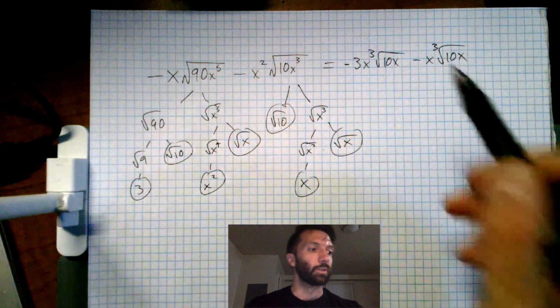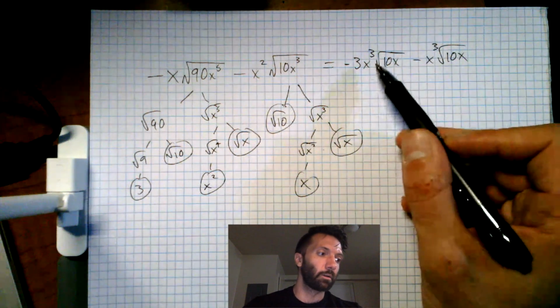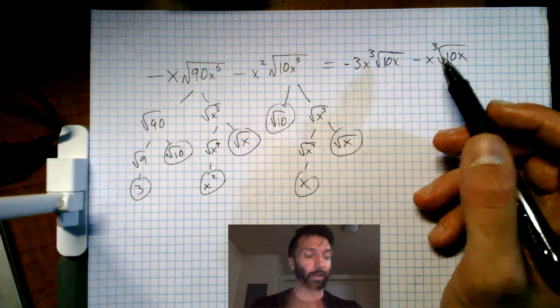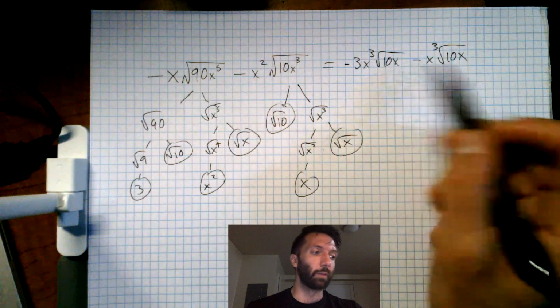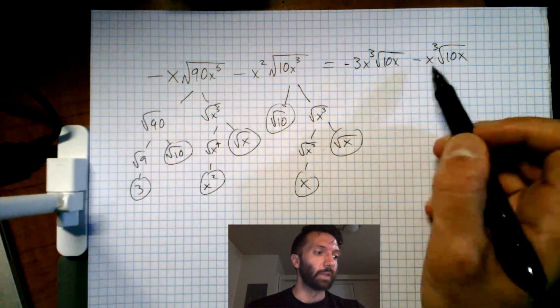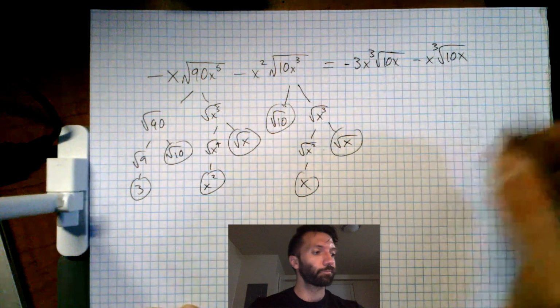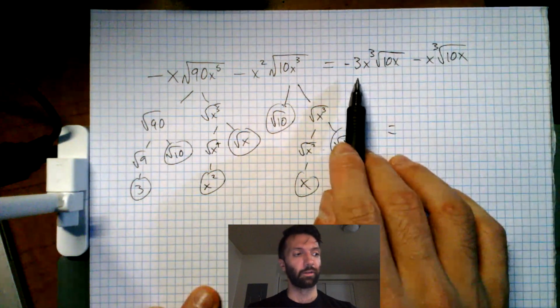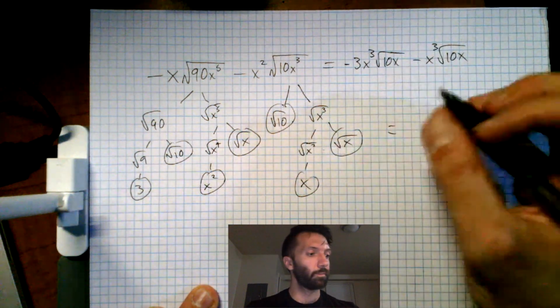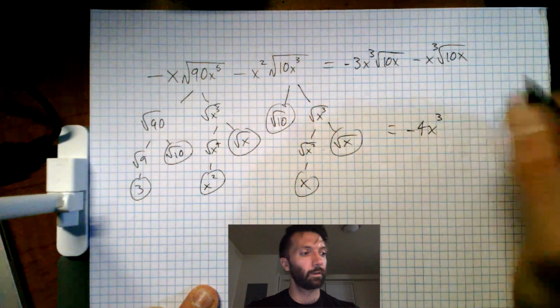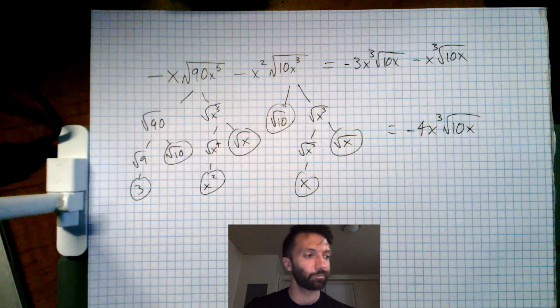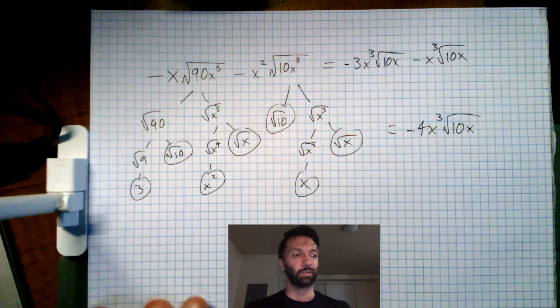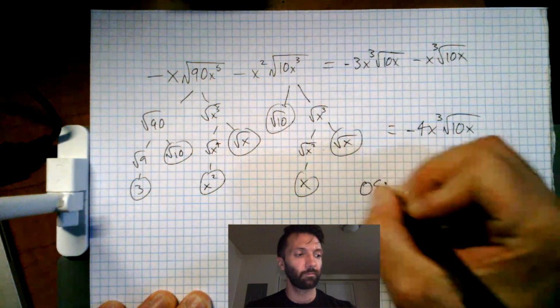Okay, and so we have negative 3x to the third times root 10x minus x to the third times root 10x. So again, my radicals match, which is good, which means I can just combine my coefficients. And so negative 3x to the third minus x to the third is negative 4x to the third, with my root 10x attached. All right, and with that said, it's been demonstrated.